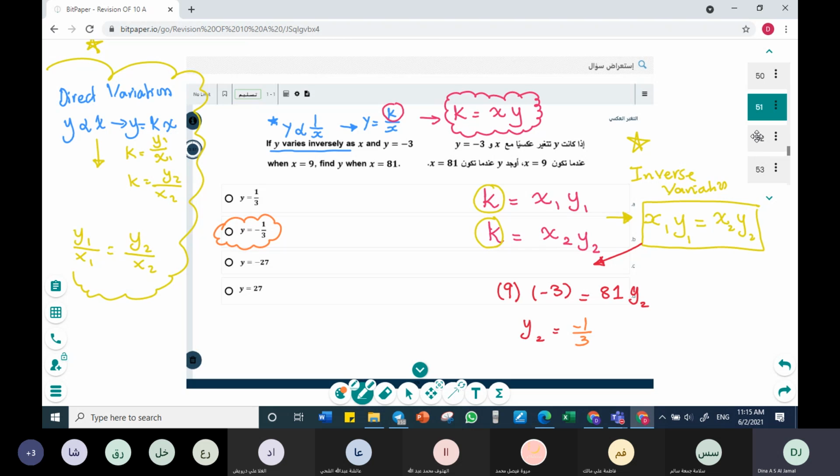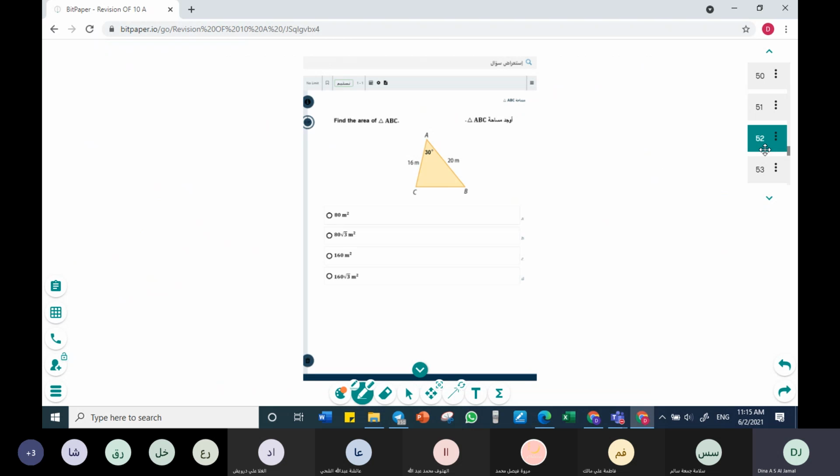That's it. Now let's move to the other question. This question is really important. Find the area of the triangle, and he's giving you a triangle, 2 sides only and 1 angle. Which lesson is this? Can anyone remember? How can I find the area of a triangle given 2 sides and 1 angle?